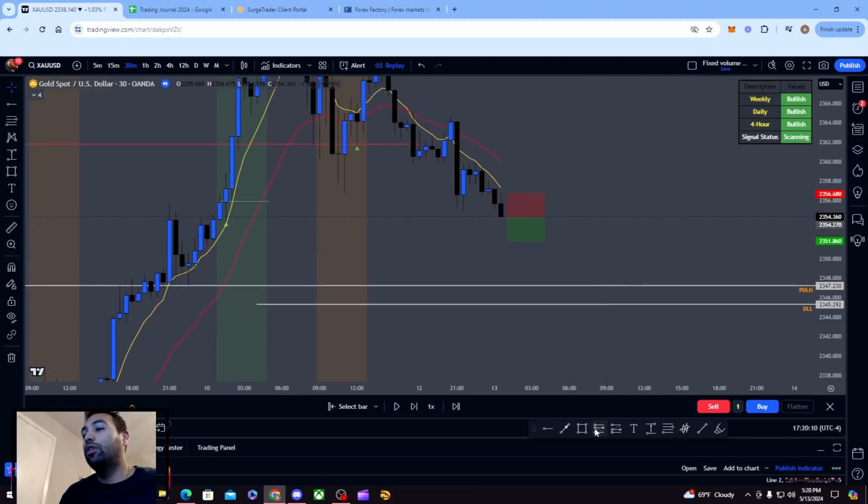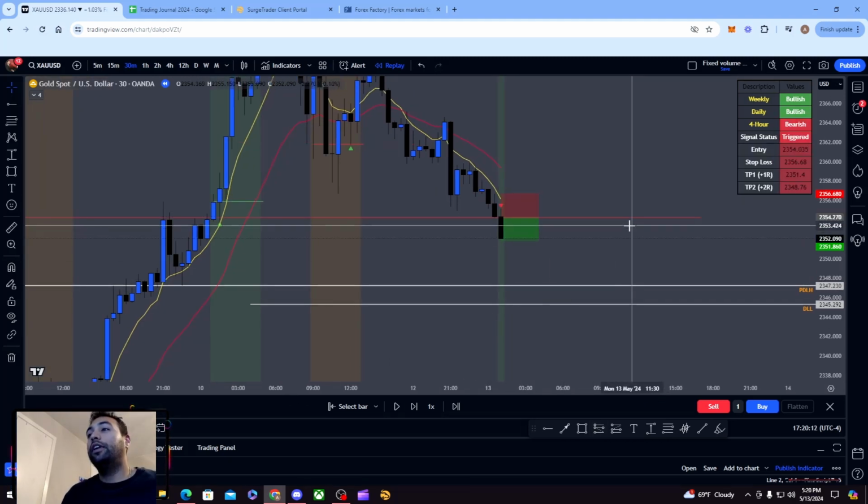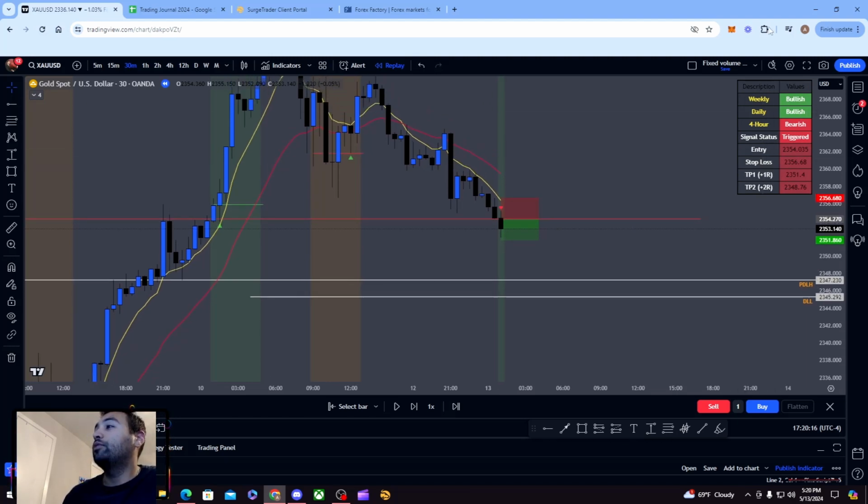So the very next candle is the signal candle. If you look in the top right over here, you can see it marks it out as soon as the signal goes. It gives us the entry. We're bearish on the 4-hour, daily is bullish, weekly is bullish, but we pretty much trade off the 4-hour time frame, because that's where the levels come from.